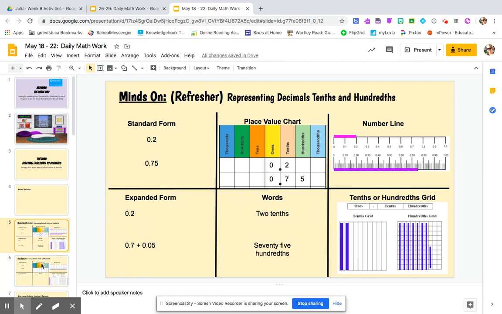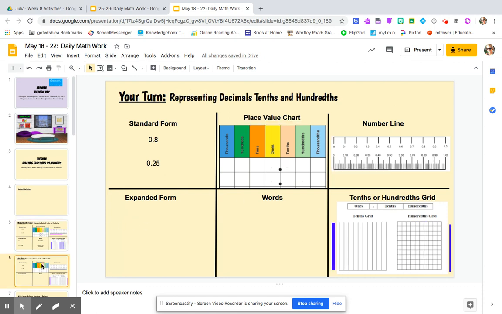All right, you're going to get a turn to work through those representations before we move on to talk about what this has to do with fractions.